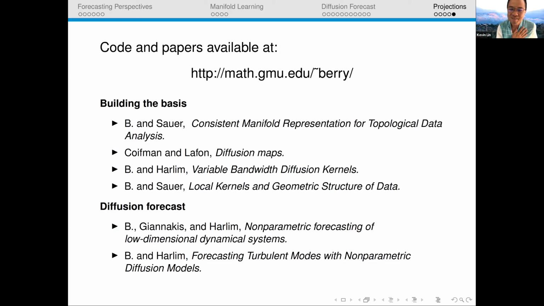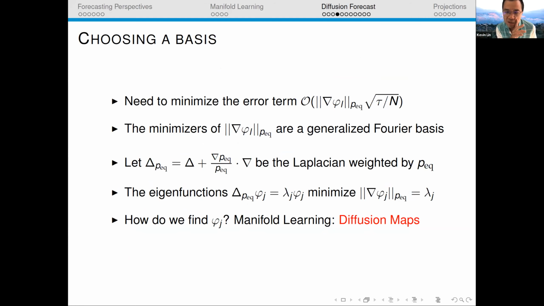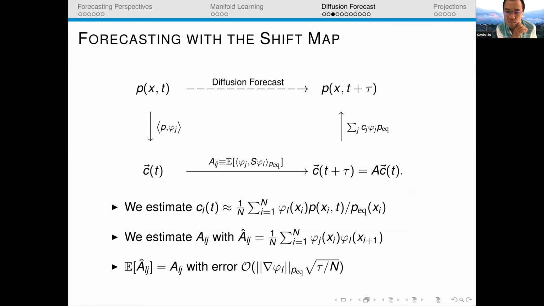So Helen has a question. Okay, so I'll just read it. Helen's question is about minimizing the gradient of the basis function. The question is regarding the minimization of the gradient of the basis function: is it because of the Laplacian operator?